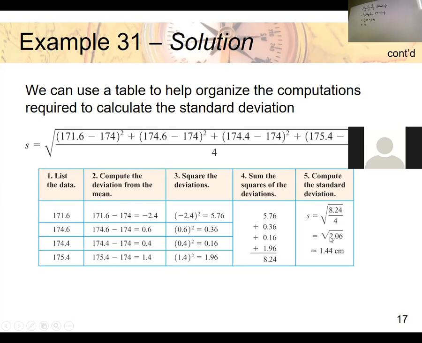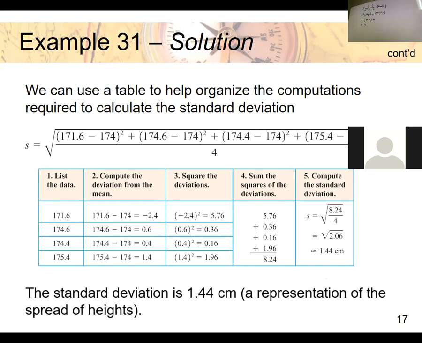8.24 divided by 4 would give you 2.06, but you have to take the square root of 2.06, and that would give you 1.44. So the standard deviation for the heights of the sunflower plants would be approximately 1.44 centimeters. Okay, so that's a representation of the spread of heights.